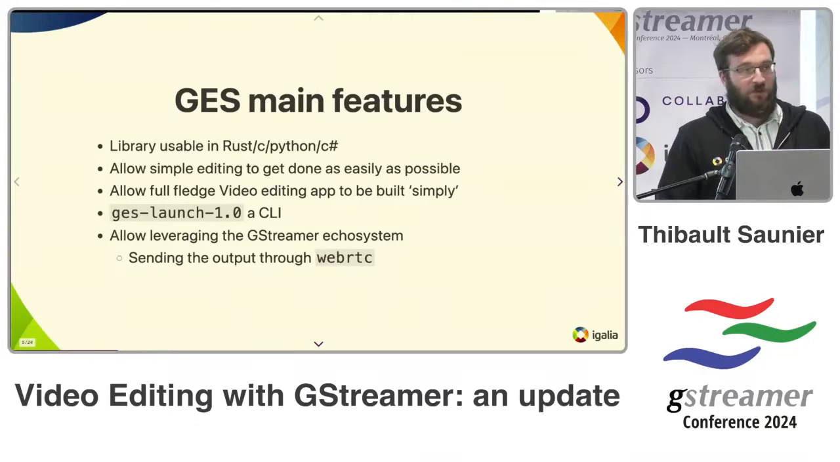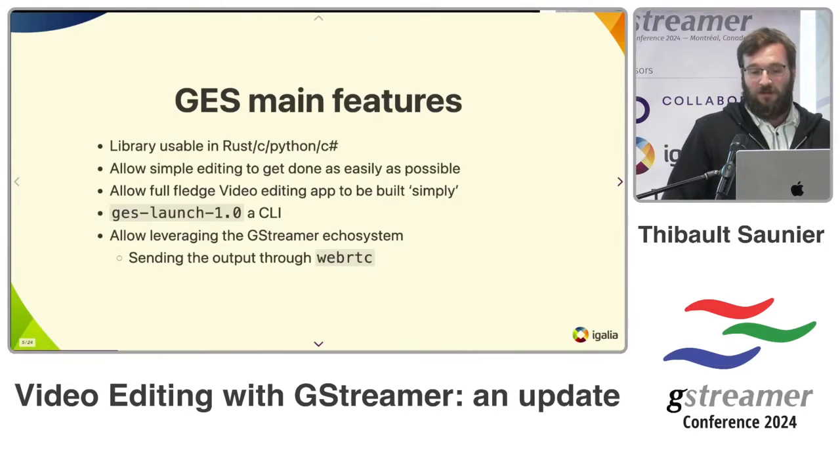GES also exposes the ges-launch tool, which is a pretty powerful CLI with a syntax that allows you to describe timelines, but it's also very useful to just transcode files and things like that. In terms of feature set, I think it's quite comparable to what the FFmpeg CLI provides. It has some more features, it's lacking some other features, but all in all, it's somehow comparable, I think.